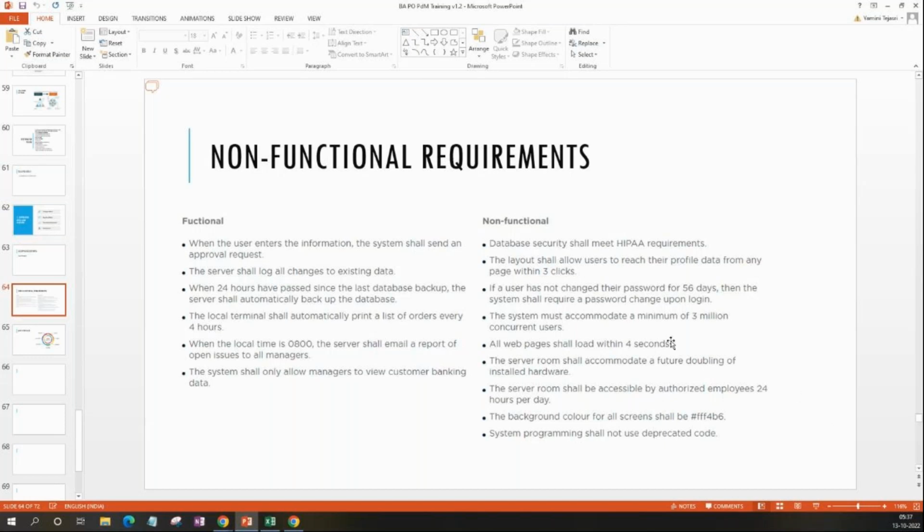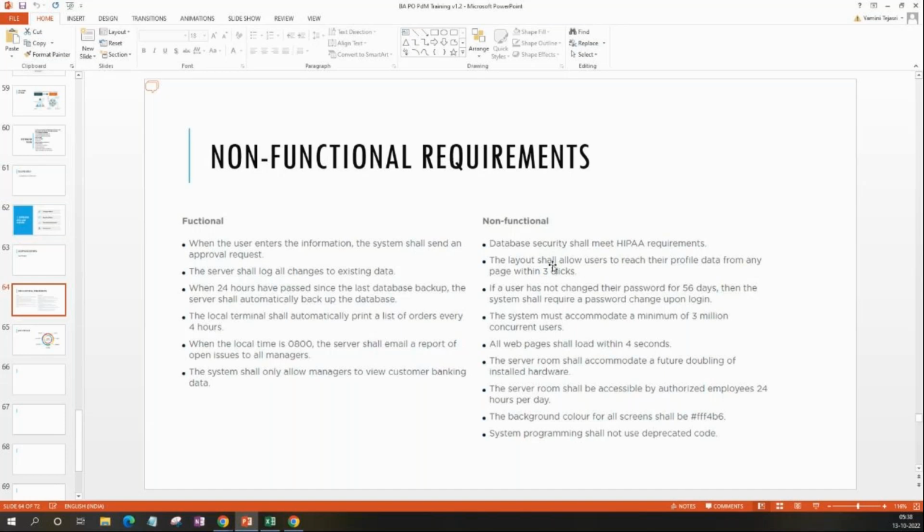Let's try to understand a few non-functional requirements. Database security shall meet HIPAA requirements. The HIPAA standards, right? I'm sure you guys are healthcare professionals, you should know about HIPAA. So there will be some standards, and those standards have to be met. Even if you don't meet the standards, things will work, but you will not be compliant, and your data will be at risk.